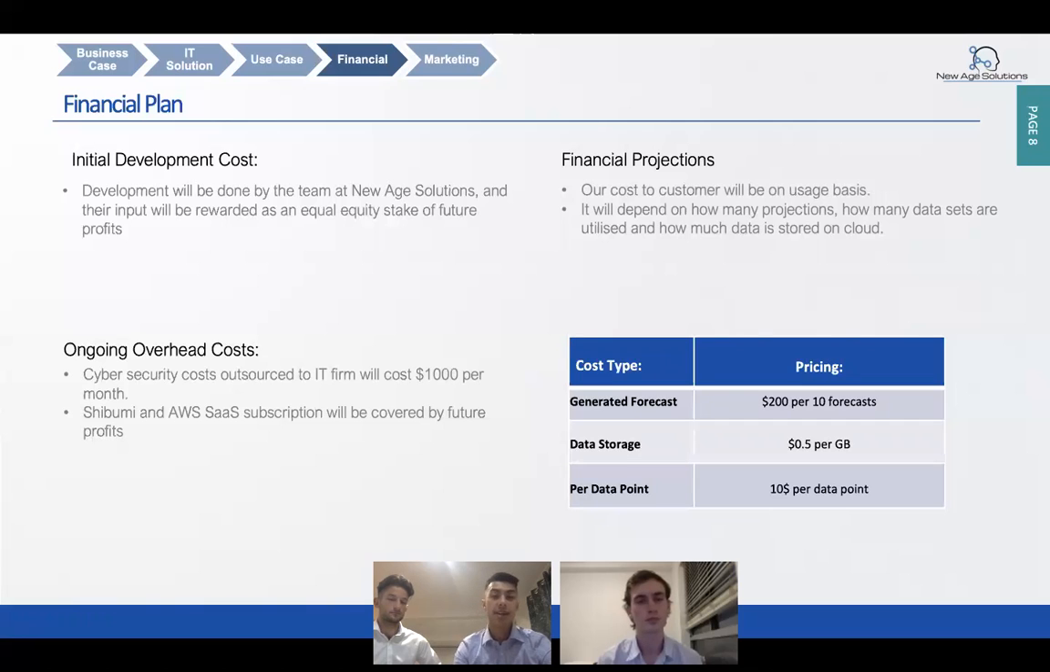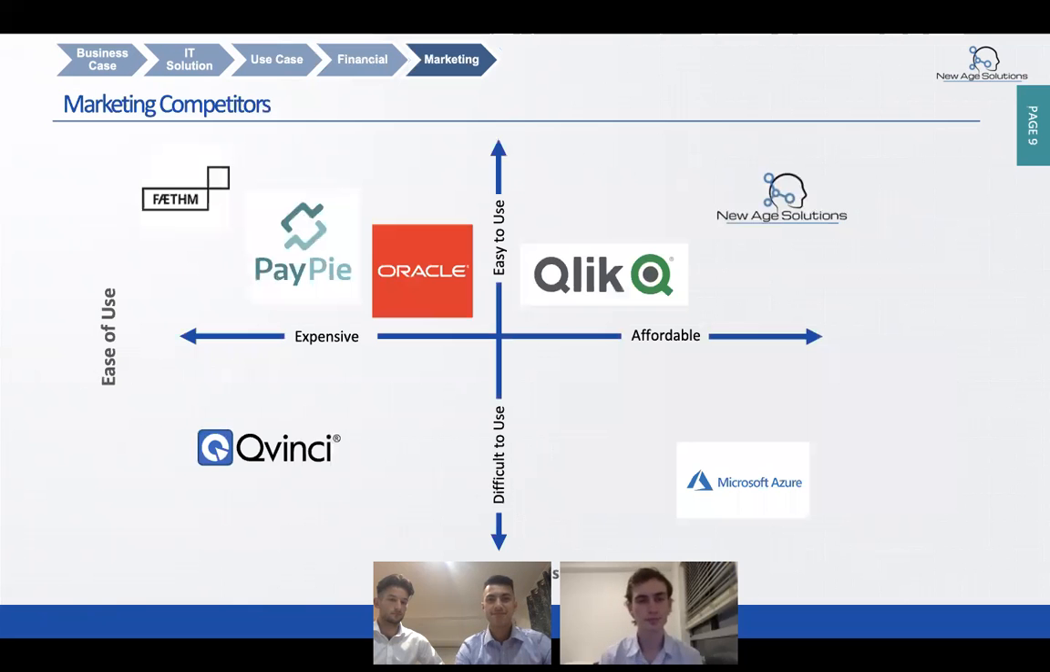In terms of our financial projection, our cost to customer will be on a usage basis, meaning there are no initial sign-up fees or any payments apart from that. So the customer's payment to us will depend on how many data sets they use, the amount of forecasts we generate, and how much data they store. So now I'll pass it on to Max, who's going to take us through the marketing aspect of our presentation.